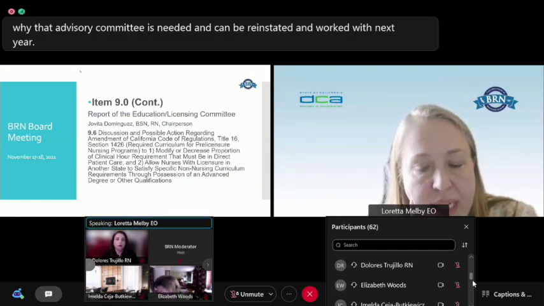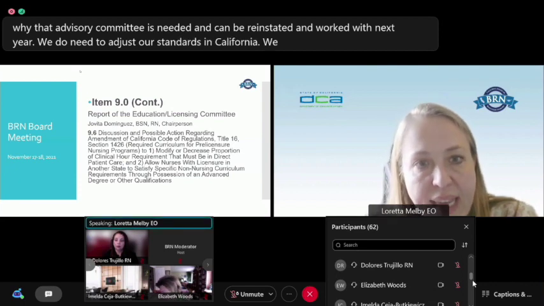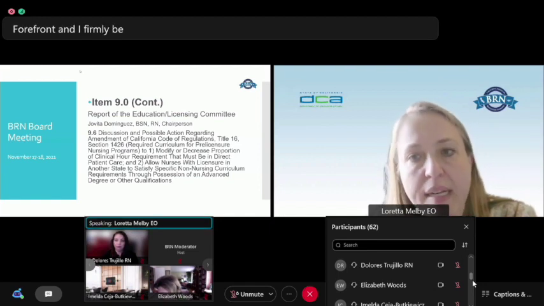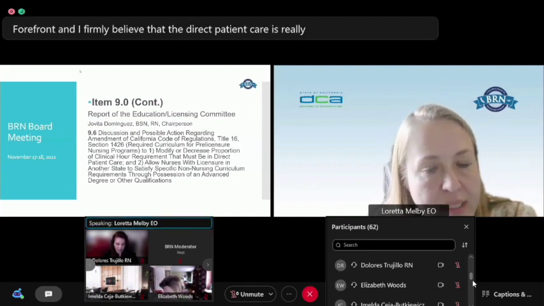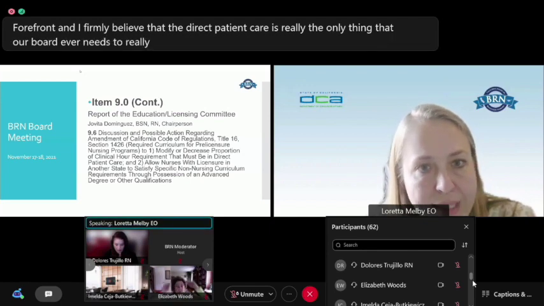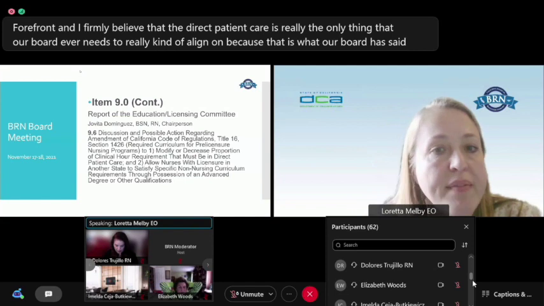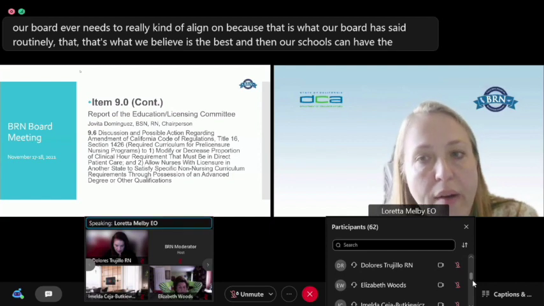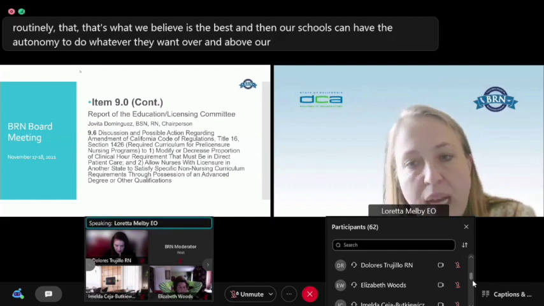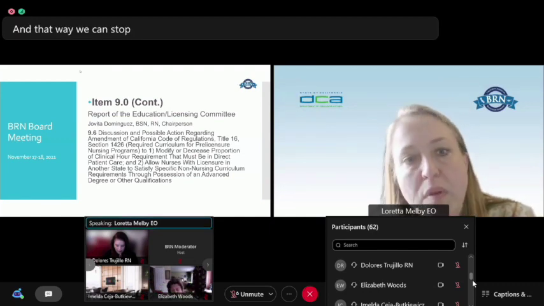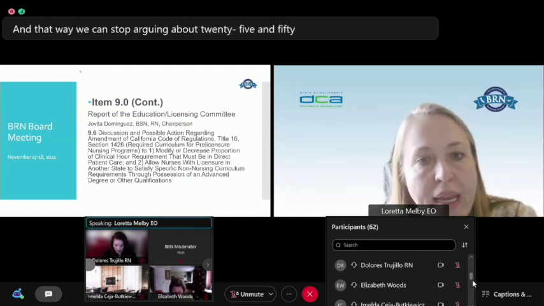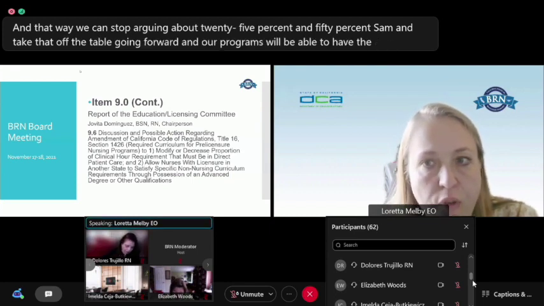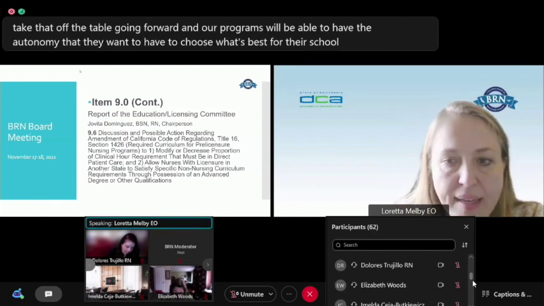We do need to adjust our standards in California. We do need to keep patient safety at our forefront. And I firmly believe that the direct patient care is really the only thing that our board ever needs to opine on, because that is what our board has said routinely, that that's what we believe is the best. And then our schools can have the autonomy to do whatever they want over and above our minimum requirement. And that way we can stop arguing about 25% SIM, 50% SIM, and take that off the table going forward. And our programs will be able to have the autonomy that they want to have to choose what's best for their school and their resources. Thank you.